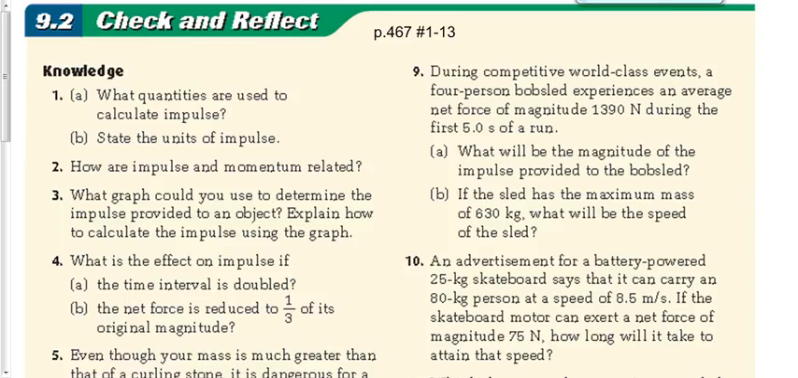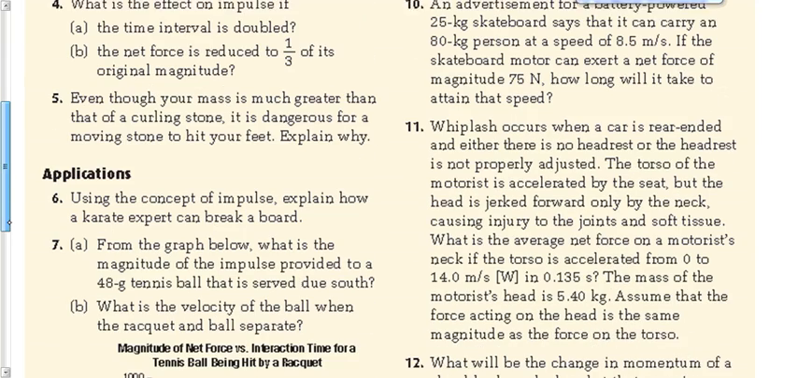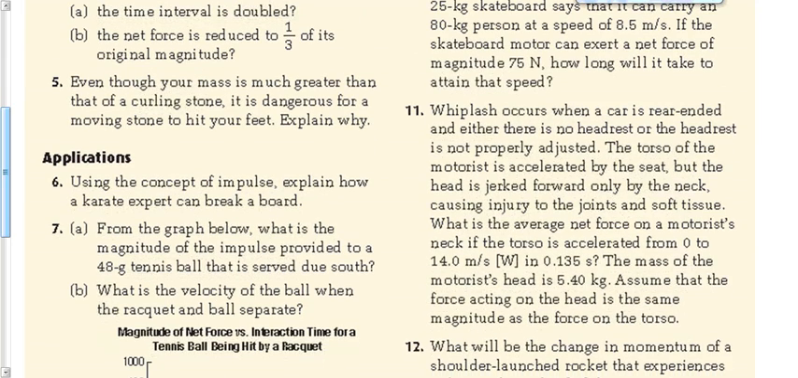Yeah, Julia? 7 and 11? All right, 6, 7, and 11 it is. Oh, here's a good question. Using the concept of impulse, explain how a karate expert can break a board.